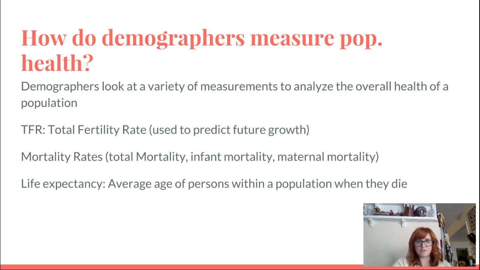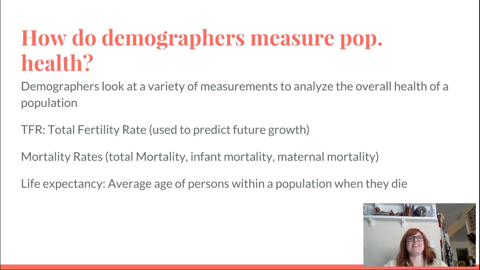And you guys are going to learn a lot about that because your article that's coming up is on maternal mortality. The other thing they could look at is life expectancy, which is just the average age that people are when they die in a country. I think in the U.S. it's not as high as it should be. I think it's 73 or 74.